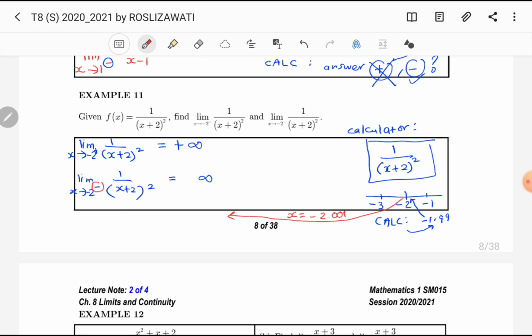Nombor negatif ni dia pelik sikit awak. Kena be careful. Okay. So, tengok. Ganti dalam calculator. Calculate. So, awak akan calculate. Check. Calculator cakap positif ke negatif? Yes, positif juga. Tengok yang saya cakap tadi. Tak semestinya from left, from negatif, jawapan kita negatif. Tak semestinya. Ya? Okay, next.